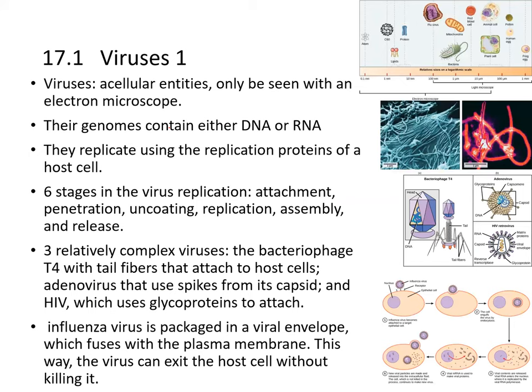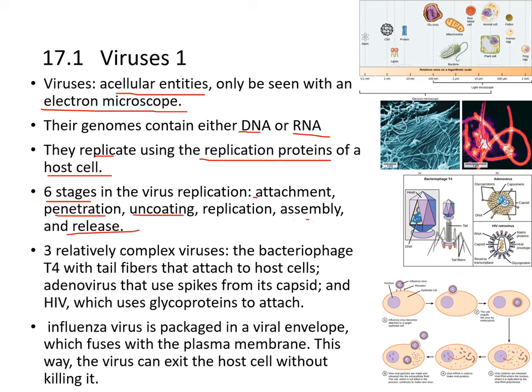Viruses, I don't know why they decided to put viruses with the immune systems chapter rather than the microorganism chapter. But since it's here, we'll go over it briefly. I think that I just have two slides. Viruses are acellular entities and can only be seen with an electron microscope. Their genome either contains DNA or RNA, and they replicate using the replication proteins of the host cell. There are six main stages of replication: attachment, penetration, uncoating, replication, assembly, and then release.